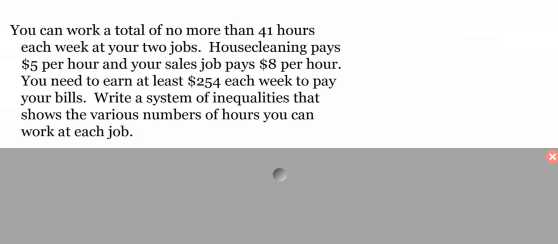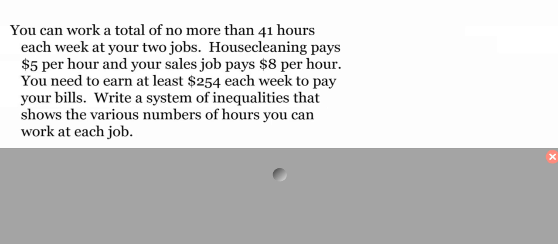So hopefully this little walkthrough video is going to help with the stationary station work that I'm going to ask you to do next in class. We've got a situation described where you're working two jobs, each with their respective hourly pay, and you can't work more than 41 hours, and you have to earn at least $254 a week to pay your bills. So we want to write a system of inequalities that can show the number of hours you can work at each job to be able to do that.